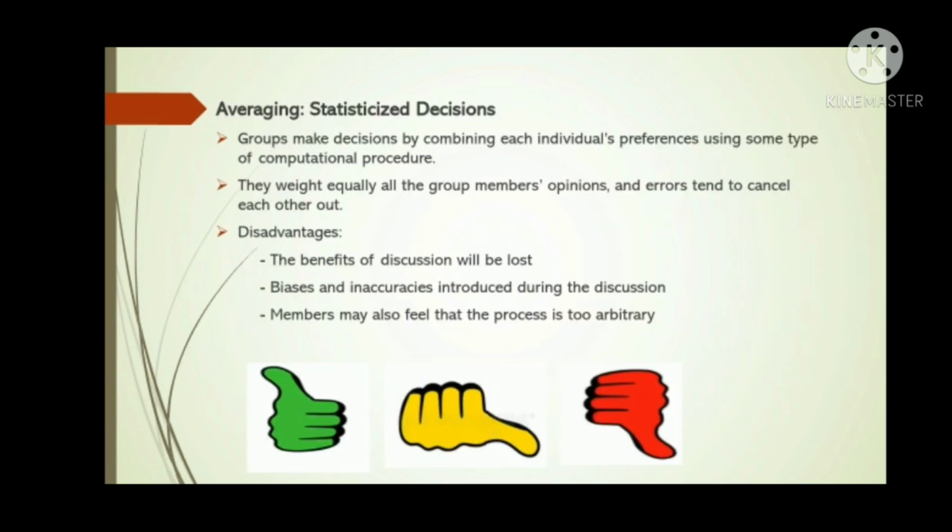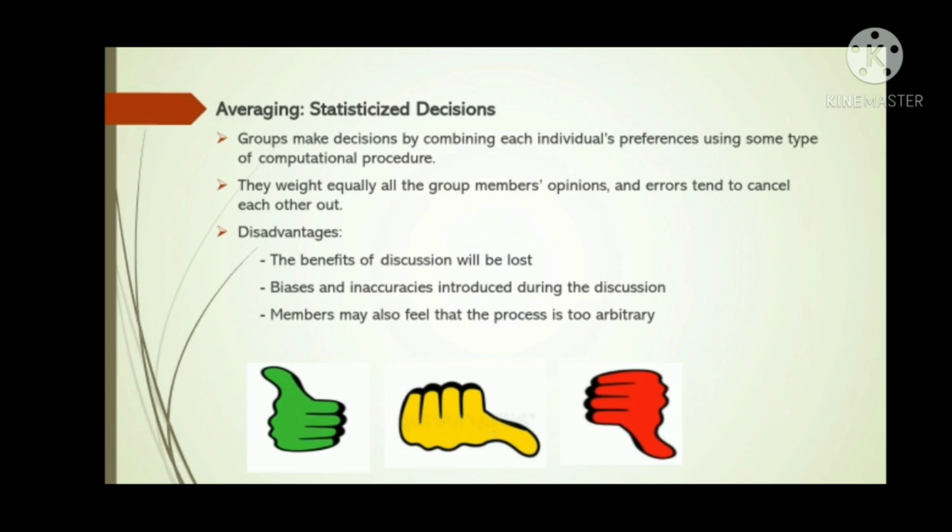Averaging is a statisticized decision. In some cases, groups make decisions by combining each individual's preferences using some type of computational procedure. If the group must select the best option among five alternatives, for example, each member could make his or her decision individually, either before or after a group discussion, and these private recommendations could then be averaged to yield a group decision.